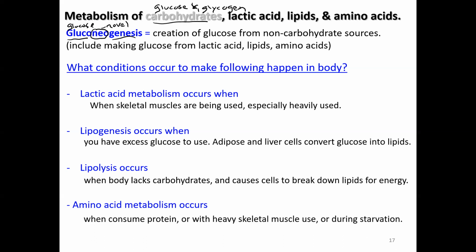Now, amino acid metabolism occurs when you consume protein, you metabolize those proteins. You take whatever proteins you're consuming and turn them into human proteins. And with heavy skeletal muscle use, because you can cause a little bit of damage to your muscle that has to be repaired, or during starvation. Think of an anorexic or person who is so sick they're not eating. They blow through their carbohydrate stores fast, within a day. They start blowing through the lipid stores. This can take a while, okay?